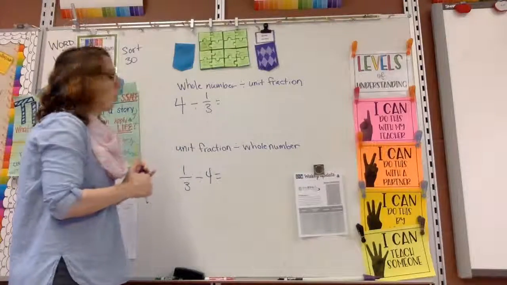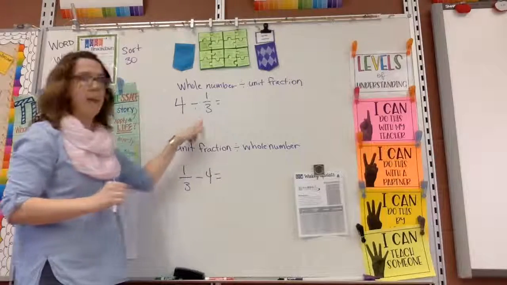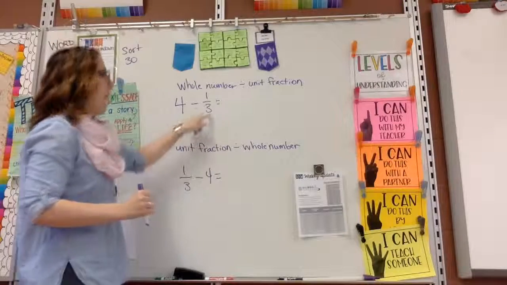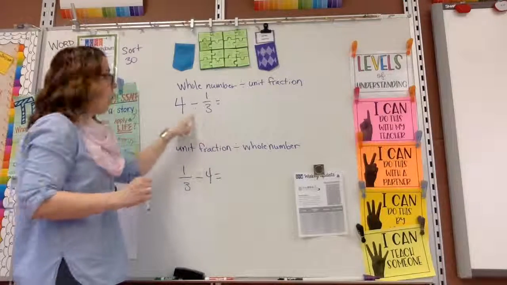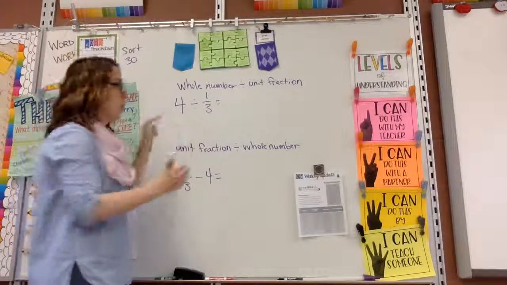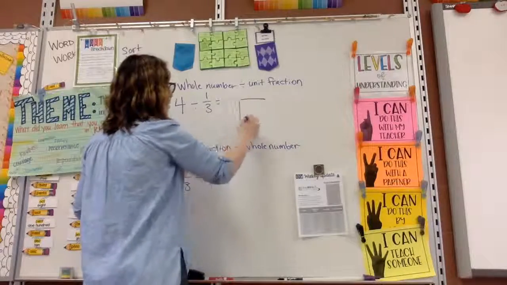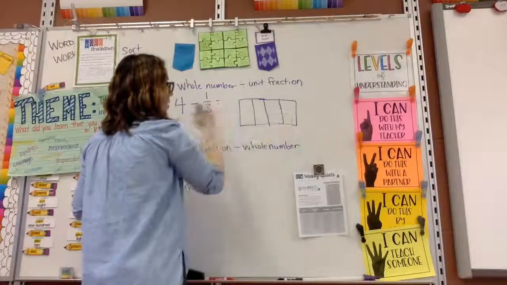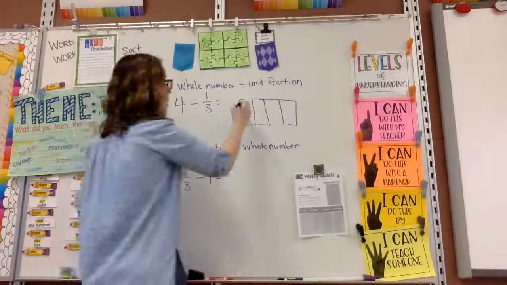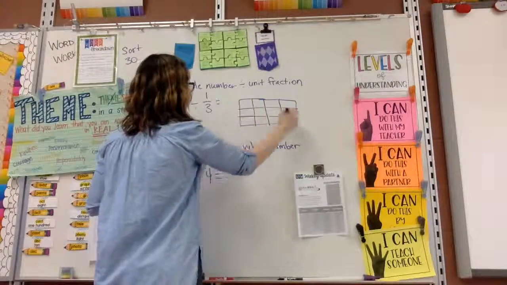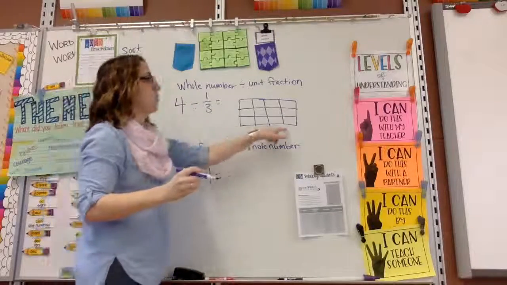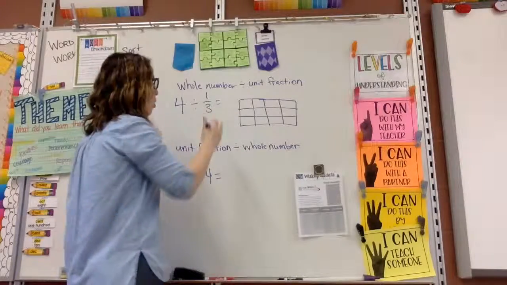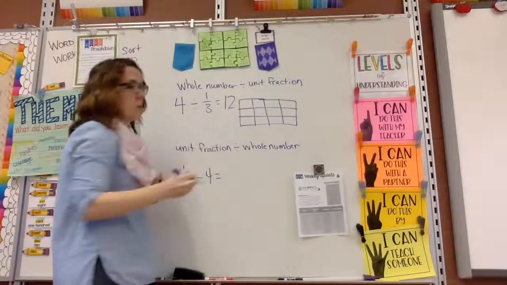procedures. If we're starting with a whole number like 4 and dividing by a unit fraction like 1/3, what we're asking is how many 1/3s are there in 4 wholes? So we can make a model that shows 4, and we can divide those 4 into thirds. Then we're asking, in these 4, how many thirds are there? And you can see it's a 3 by 4 array, so there are 12.